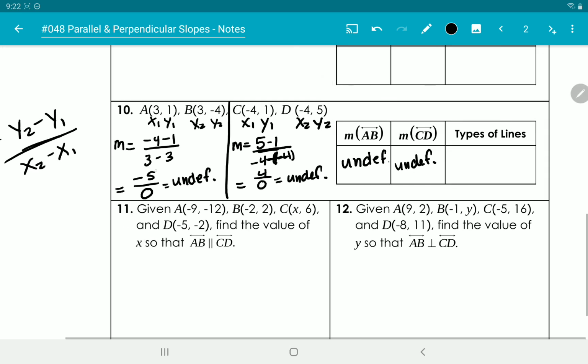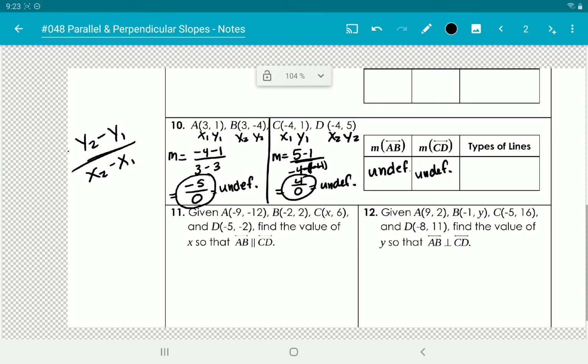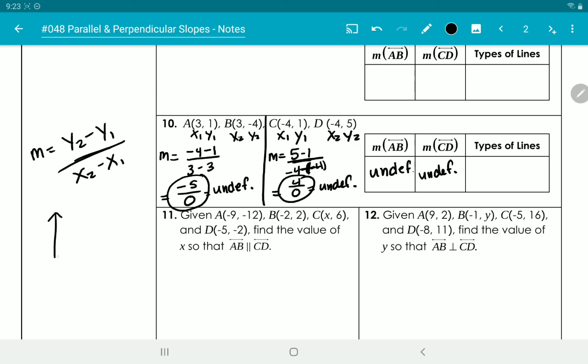The problem is that you're going to think that this is not the same because you have negative 5 divided by 0 and you have 4 divided by 0. However, since they're both divided by 0, they're going to give you the same slope. So each of these undefined slopes are going to be up and down. Since they're both straight up and straight down, they do not intersect each other, and they have the same slope, so they are going to be parallel.